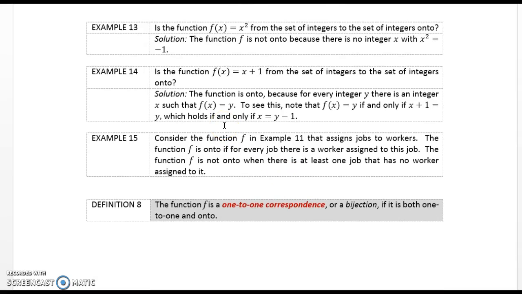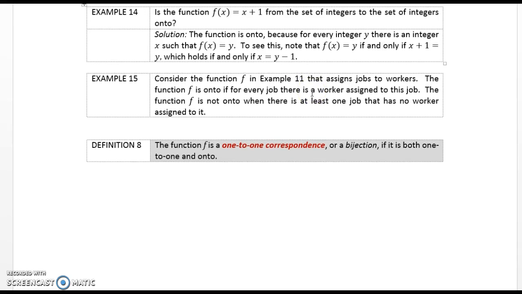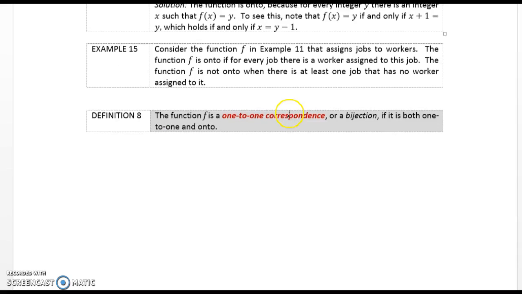Example 13. Is the function f(x) = x² from the set of integers to the set of integers onto? Solution: the function f(x) is not onto because there's no integer x with x² = -1. Example 14. Is the function f(x) = x + 1 from the set of integers to the set of integers onto? Solution: the function is onto because for every integer y, there is an integer x such that f(x) = y. To see this, note that f(x) = y if and only if x + 1 = y, which holds if and only if x = y - 1.